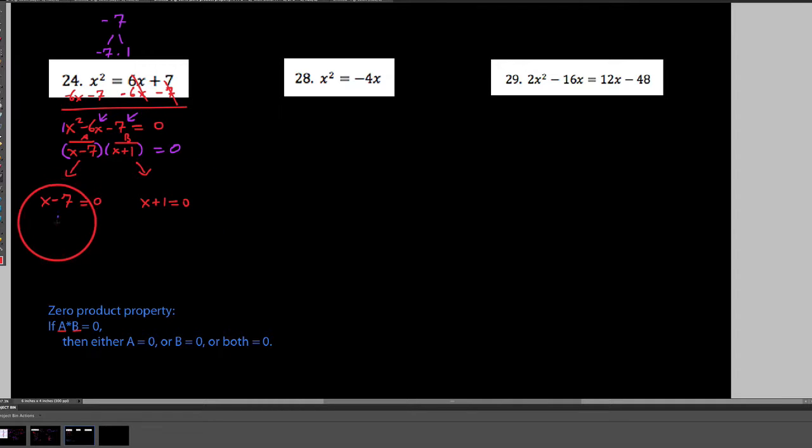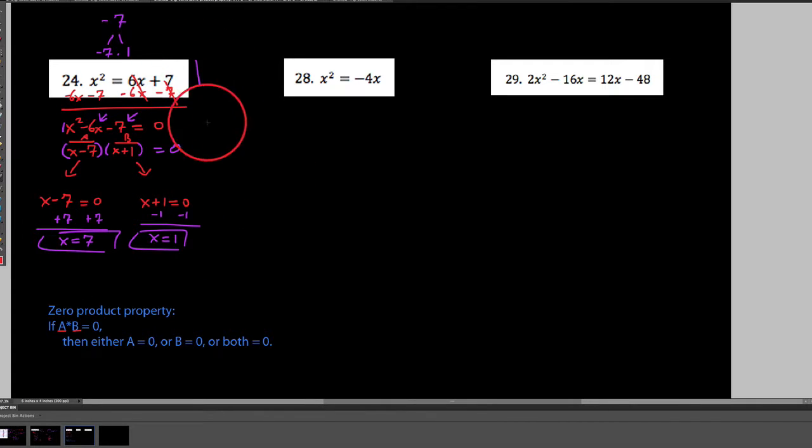So to solve these, hey you guys, this is a piece of cake. I could add 7 to both sides here, I get x is 7, or I could subtract 1 from both sides here, and what I get is x equals -1. So my two solutions in this case are 7 and -1, and that's pretty nifty and easily done when you have this thing set equal to 0 and factor.